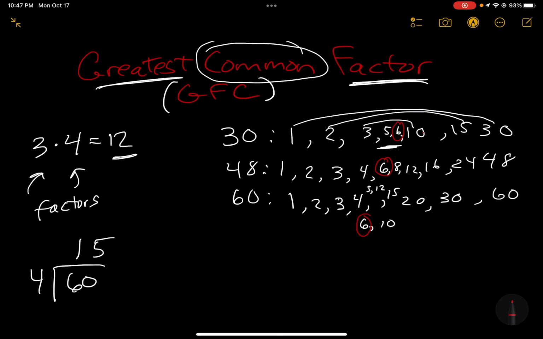So, if my work here is accurate, that would mean that the GCF of 30, 48, and 60 is 6, because that is the greatest number that they have in common. It is not the only one they have in common, because you can see here that there is a 3 that repeats, 2, obviously 1 is always there, but it's not the greatest. The greatest factor that they have in common is 6.